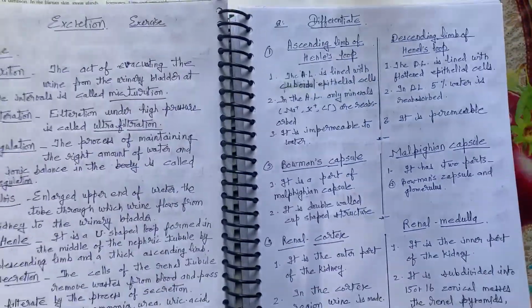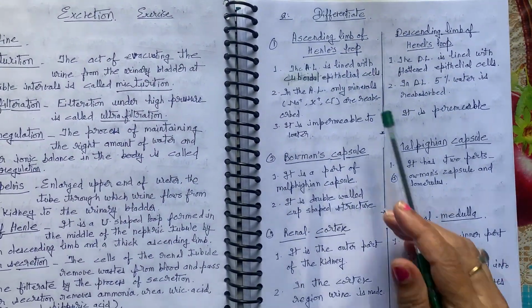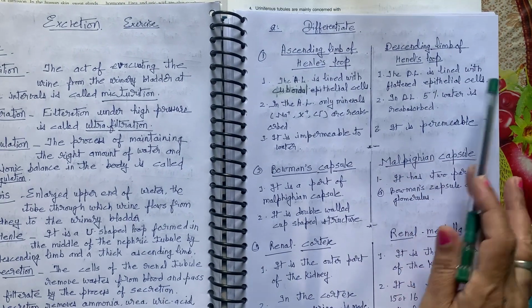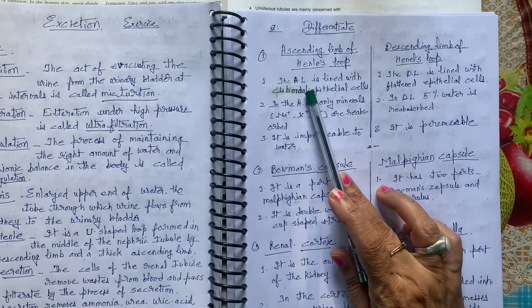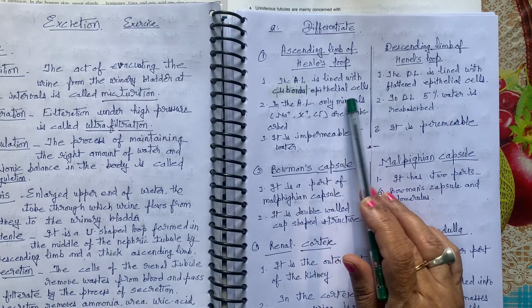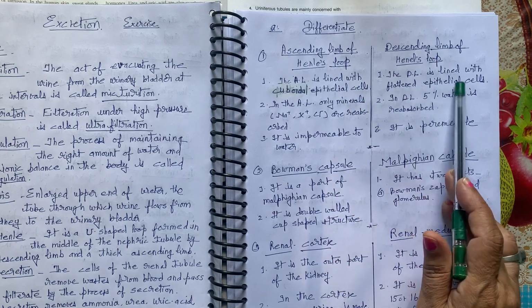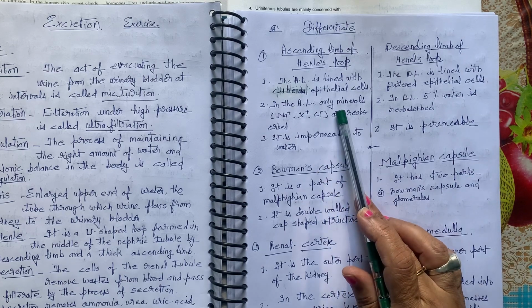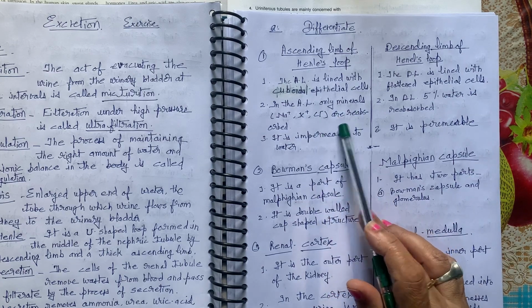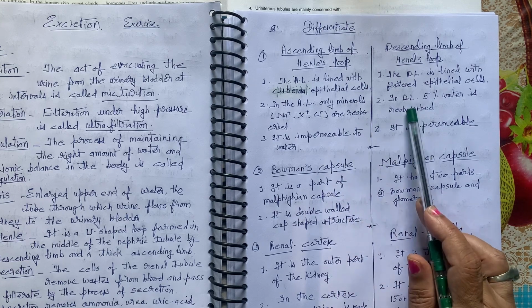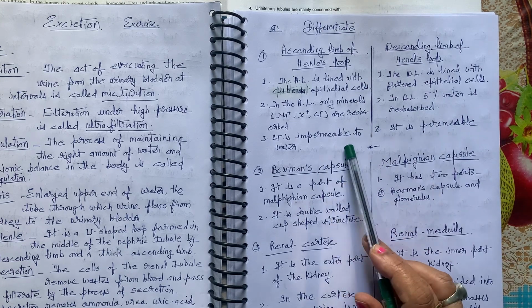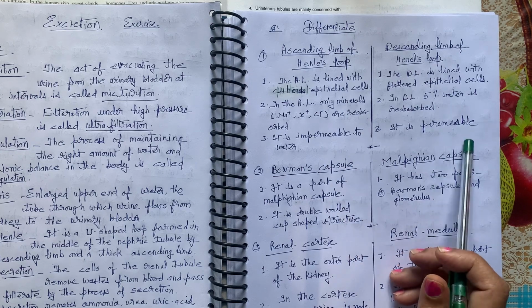Right. Now differentiate ascending loop of Henle and descending loop of Henle. The ascending loop is lined with cuboidal epithelial cells, whereas the descending loop is lined with flattened epithelial cells. In the ascending loop, only minerals sodium, potassium, chlorine are reabsorbed, whereas in descending limb, 5% water is reabsorbed. The ascending limb is impermeable to water, the descending limb is permeable.